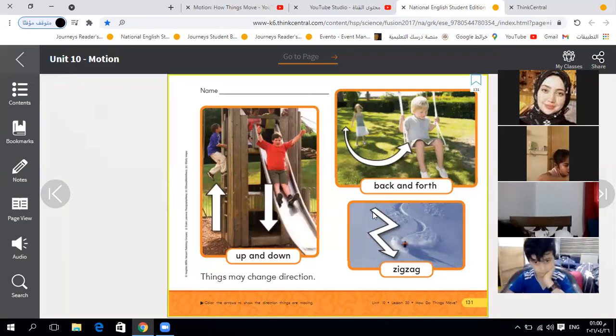Can you see the white line here, Amir? Zigzag. Bravo, excellent. So things can move in a zigzag motion. Can you follow, guys, the white line here? So the white line here moves in a zigzag motion.